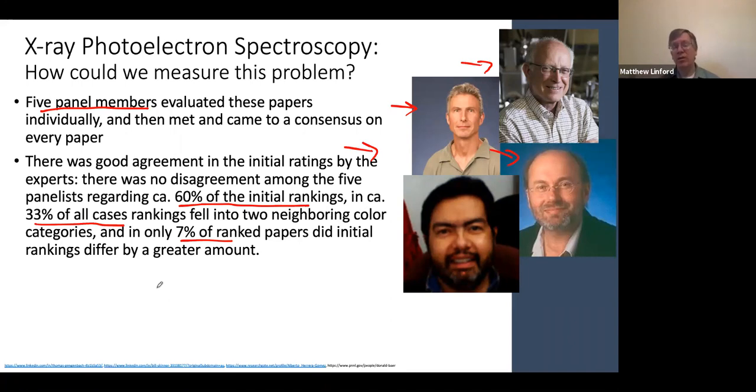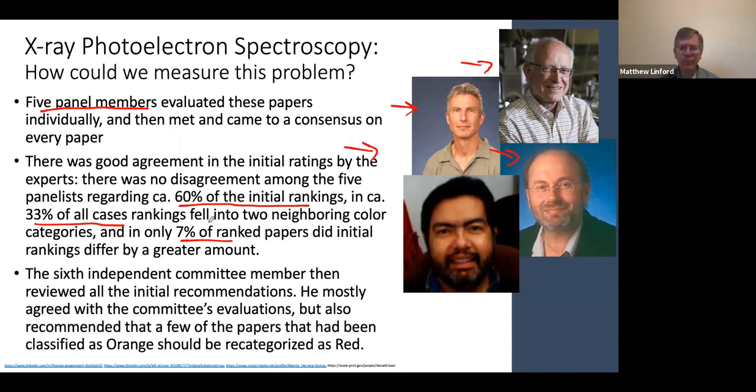Only 7% of the time did we disagree by more than one category. And then when we were done, we sent all of this information to Alberto right here. We made him our judge, and we said, Alberto, take a careful look at everything that we've done and make sure that we haven't gone overboard in giving too many bad ratings. Make sure that we've actually been careful and sensible. And I should say that Alberto agreed with us very well, although he did recommend that a few of our orange rankings should become red.